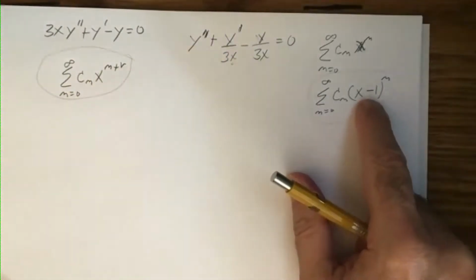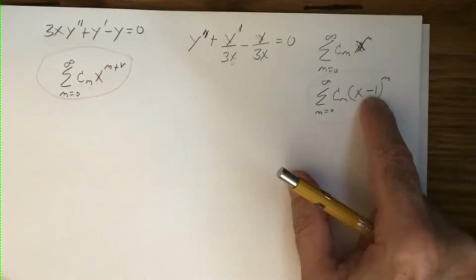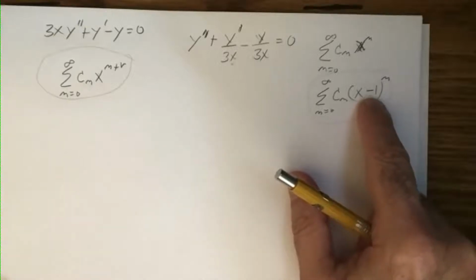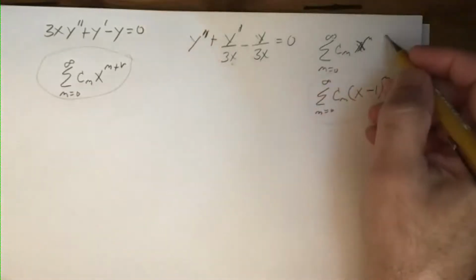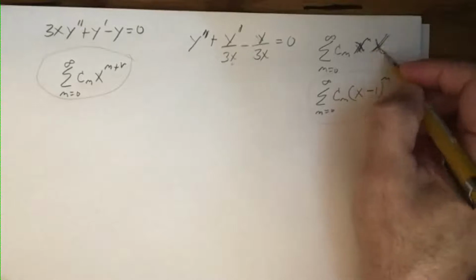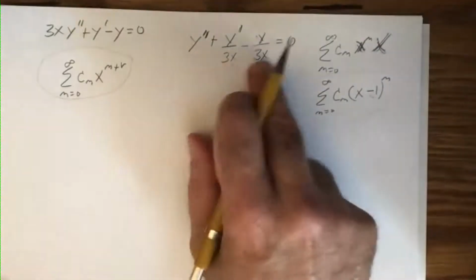So I hope you understand that you can assume a solution about -1. This would be 1. You'd be assuming a solution about 1. But you can't assume this, because this would be about 0, and we got a problem here with 0.